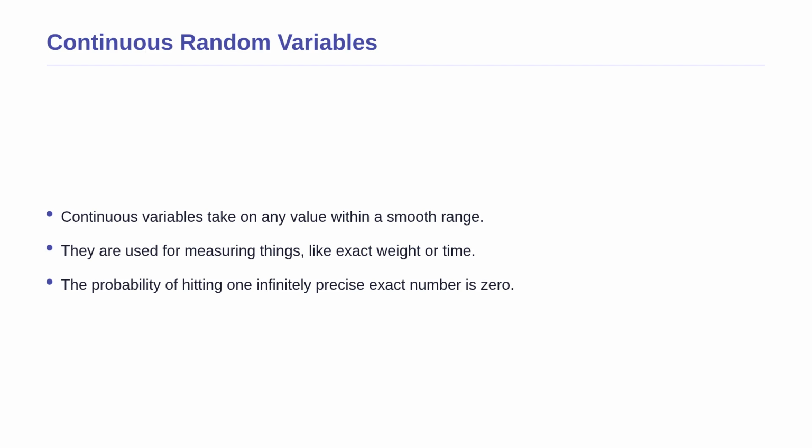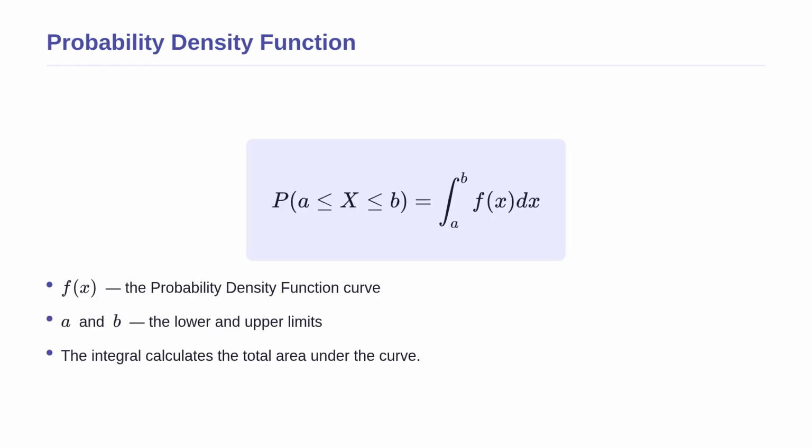Because there are infinitely many possible decimal values between any two numbers, the probability of hitting one exact infinitely precise number is actually zero. Because the probability of an exact number is zero, we must calculate the probability that the variable falls within a certain range. We do this using a probability density function, denoted as f of x. This function draws a curve representing how the probabilities are distributed. The symbols a and b are the lower and upper limits of the range we are interested in. The integral symbol means we are calculating the total area under the probability curve between a and b.